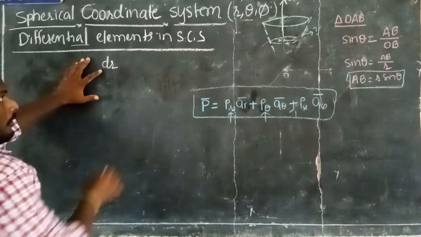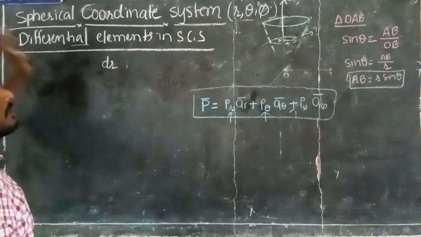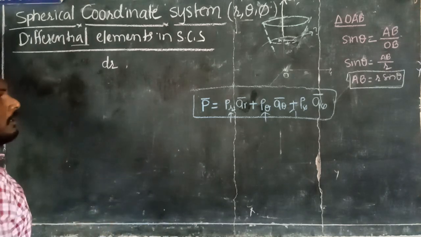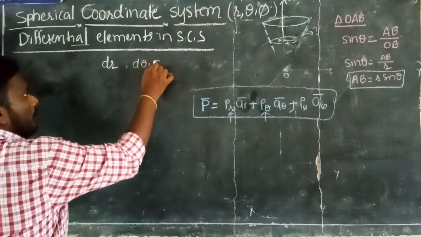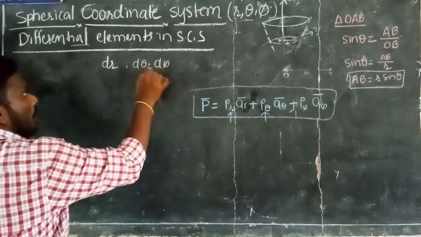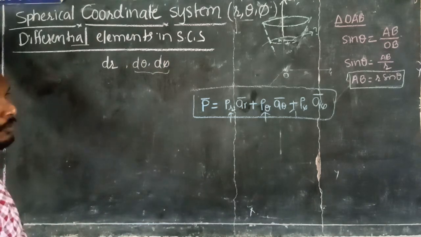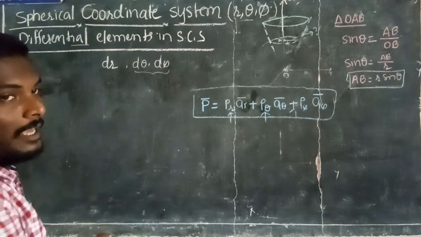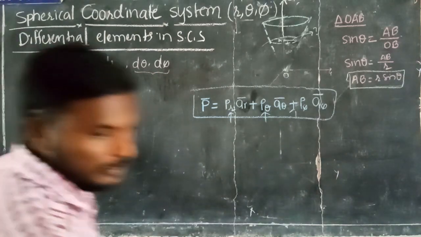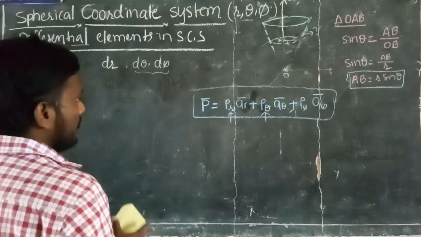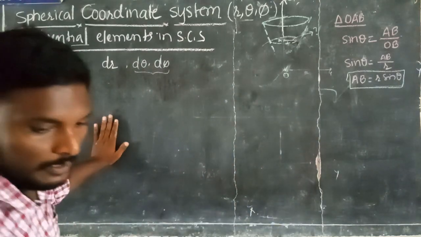It is dr. Similarly, theta and phi are angles, so they are not differential lengths. They are d theta and d phi. These two are the changes in the angles. We should not consider the differential amount for the angles; we have to consider the change in the angle only. So now, what should we do to get the differential elements in the spherical coordinate system?